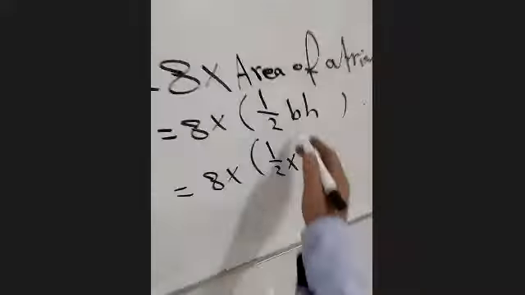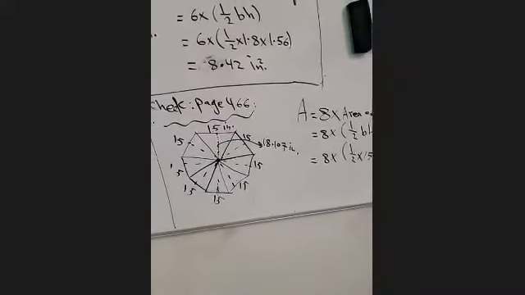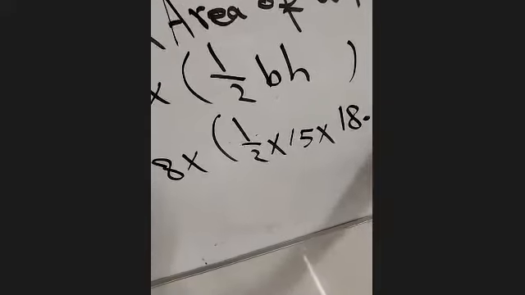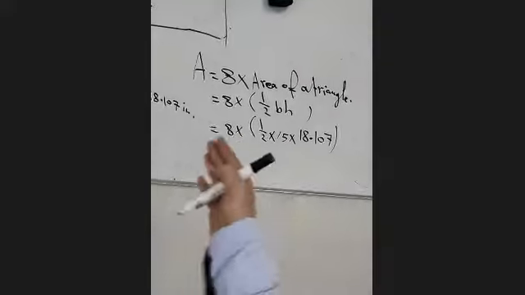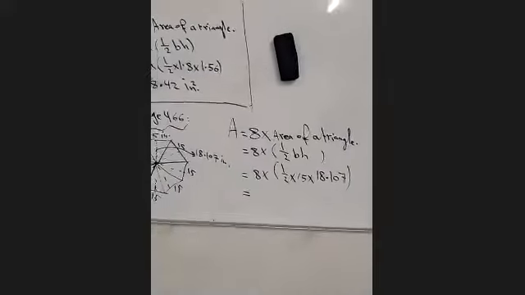A equals 8 multiply half multiply the base. How much for each triangle? The base is 15 inch. 15 in place of B multiply the height. How much? 18.107 inch. Now I'll use my calculator to multiply all of these numbers together to find the total area. The total area is 8 multiply 0.5, which is 1 over 2, multiply 15 multiply 18.107. The answer is 1,086.42 inch squared.